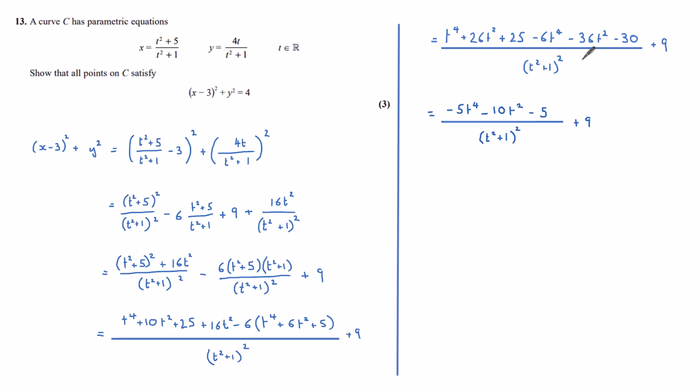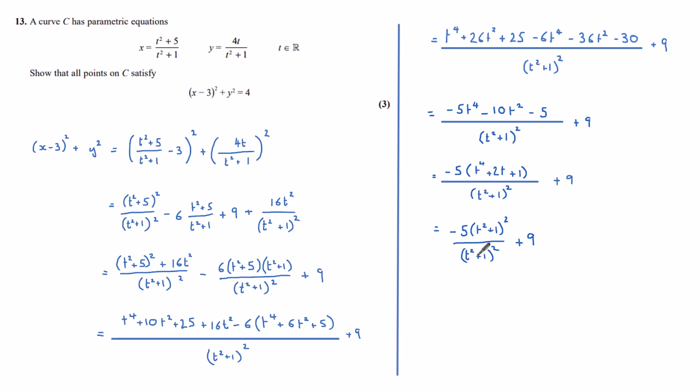Simplifying the numerator, I've got negative 5t to the power 4 minus 10t squared minus 5, over (t squared plus 1) all squared, plus 9. Now this factorizes on the top here. That is negative 5 lots of (t to the power 4 plus 2t squared plus 1). And t to the power 4 plus 2t squared plus 1 is (t squared plus 1) all squared.